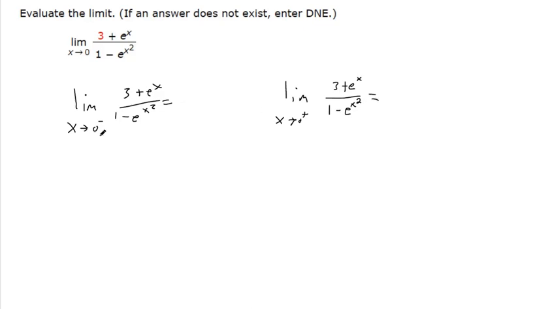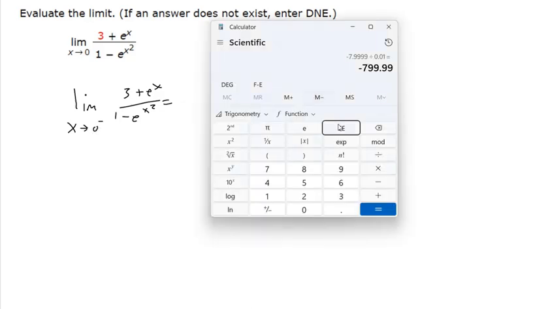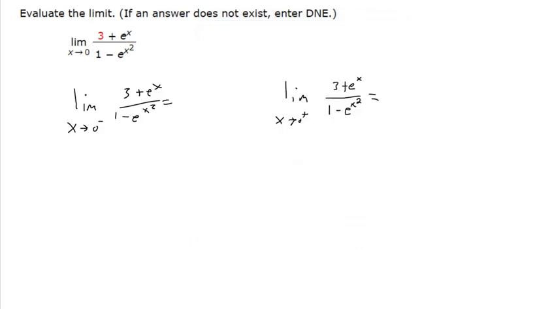And so to evaluate the limit coming from the left, you want to plug in a number slightly less than 0, like negative 0.1. And then you'd want to plug in negative 0.01 to see what's happening to the y values as we get closer and closer.